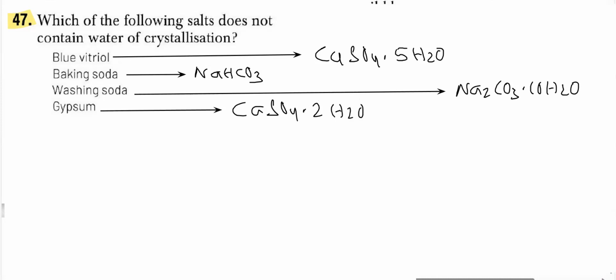Now they are asking for water of crystallization. So clearly blue vitriol has water of crystallization. Washing soda also has 10 water molecules, so it also has water of crystallization. The only one which does not have water of crystallization is this. So baking soda does not contain any water of crystallization.